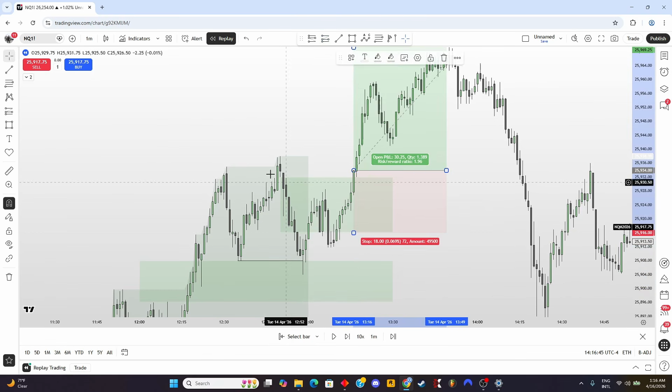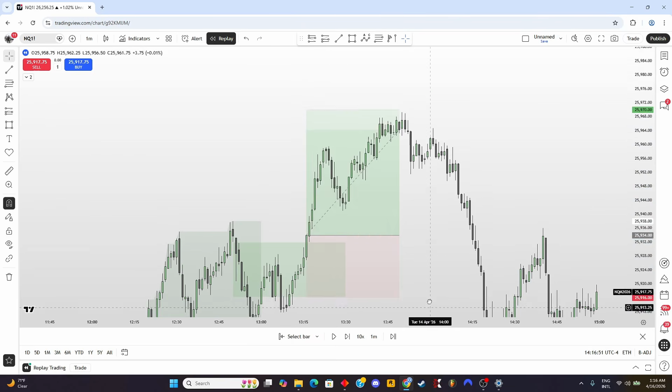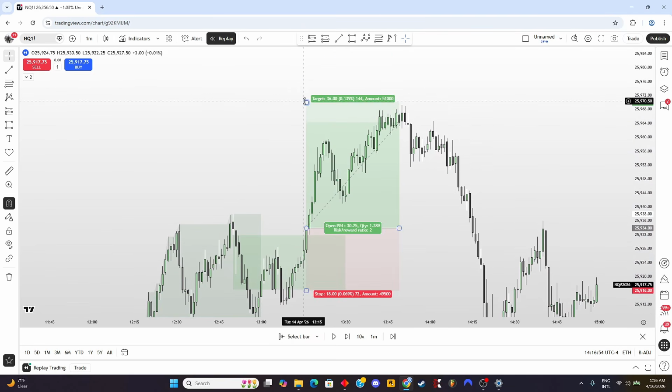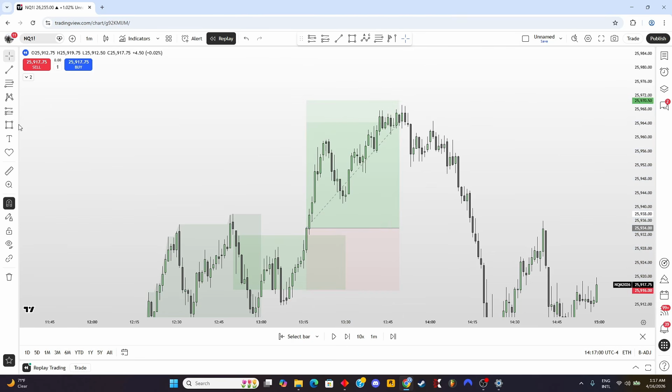Stops below all of these inversions, right? And in this case, you may not have hit 1 to 2, unfortunately, but you get the idea. You could have taken one partial at 1 to 1, held till 1 to 1.5, but in this case, it just didn't go towards the 1 to 2. So let's move on to the next example.